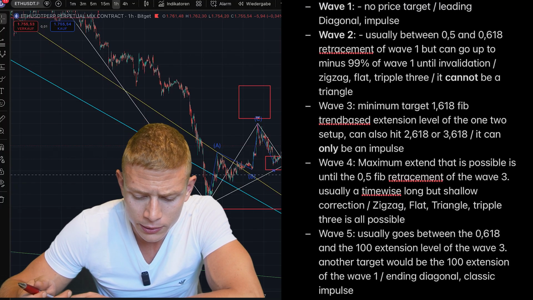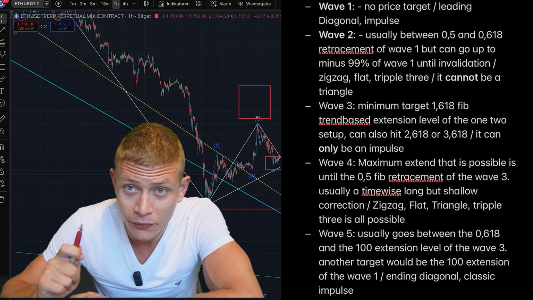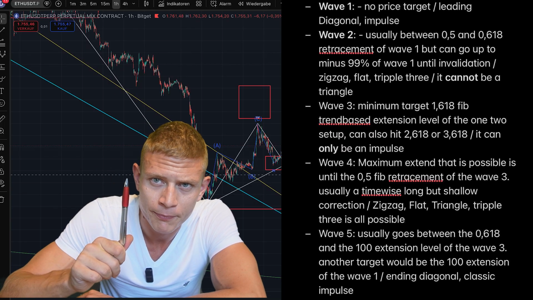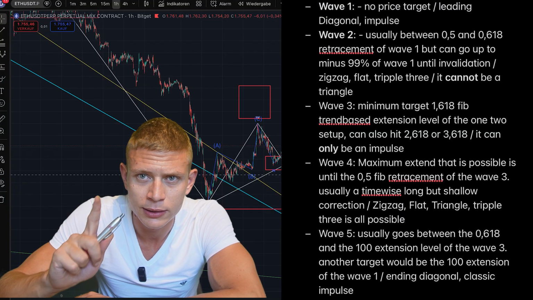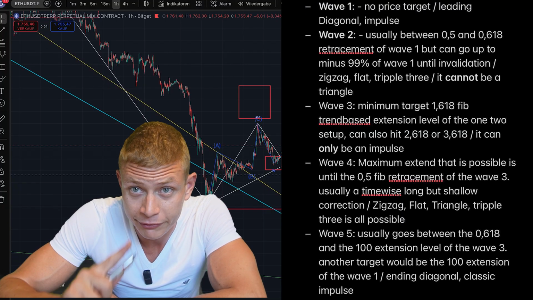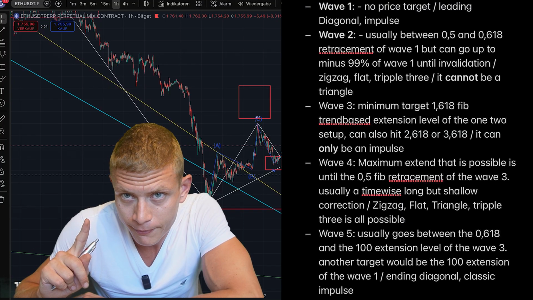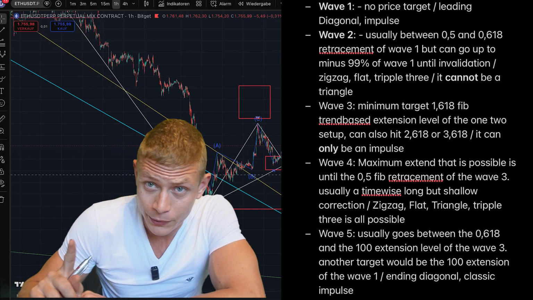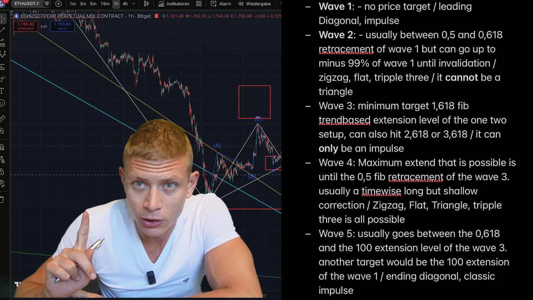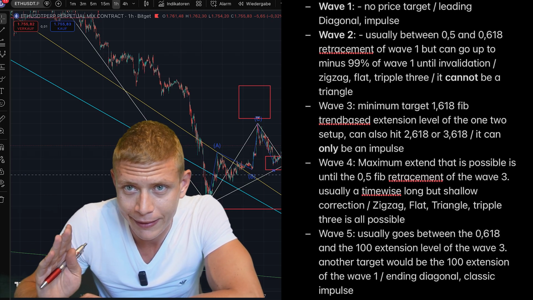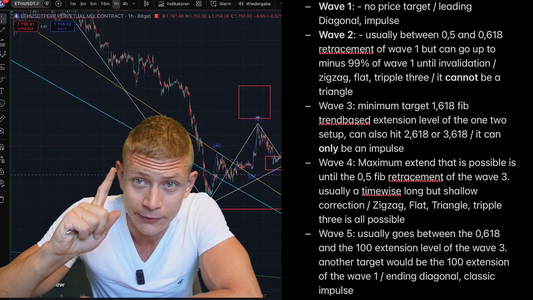Wave 4 can maximum extend to the 0.5 retracement of wave 3, but I must add one very tricky thing to that, that you must always remember. Look, wave 4 can only go until the 0.5 retracement, but let's say wave 4 is a triangle. Then it can be tricky, because the rule per definition says the ending of wave 4 must not go below the 50% retracement.